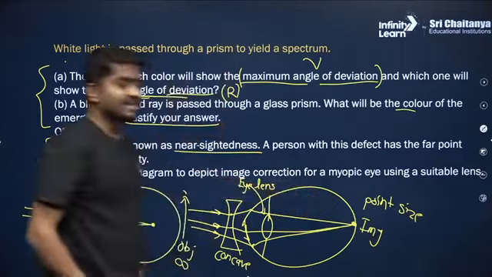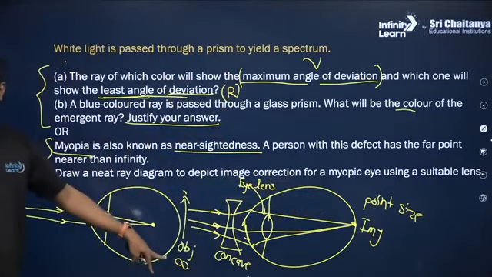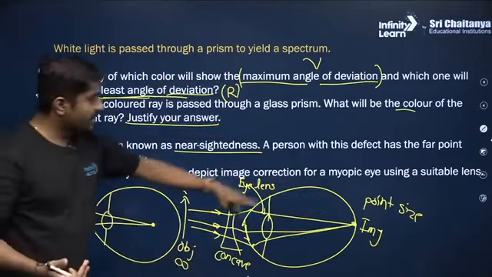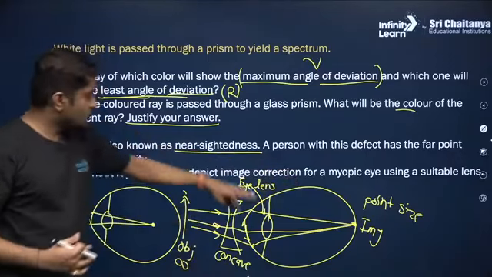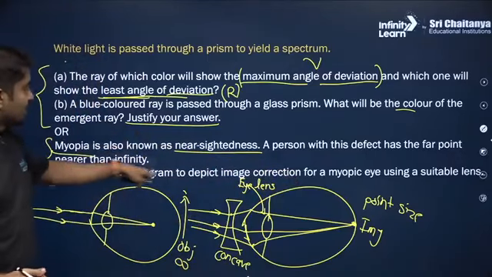Why is it point size? Because the object is at infinity. So whenever the object is at infinity, the image is going to be point size. So this is how you need to draw the ray diagrams.